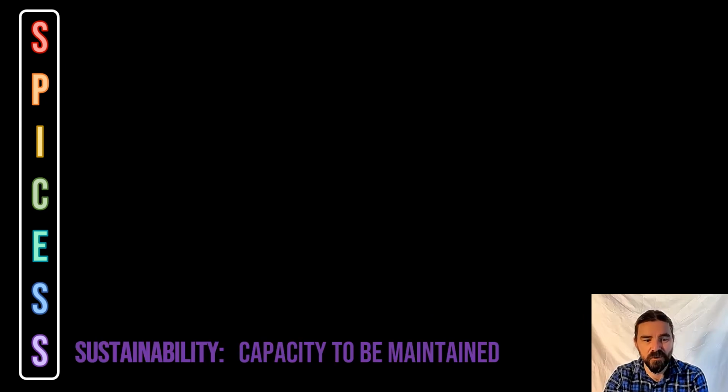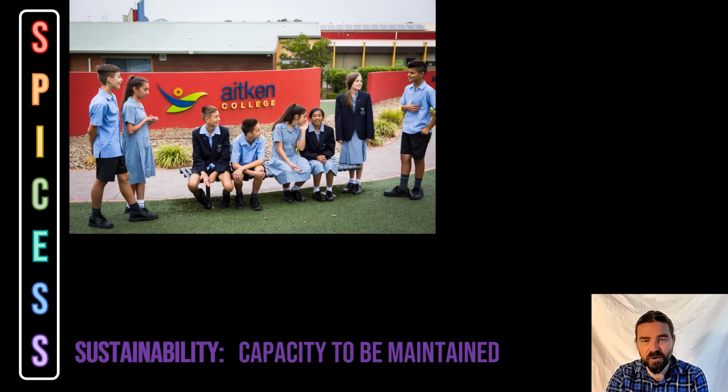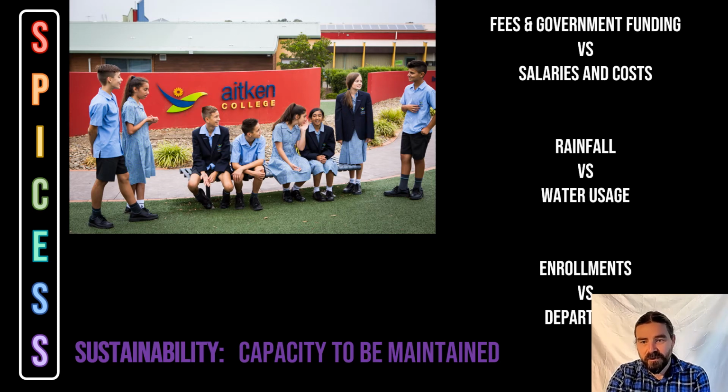Finally, sustainability is the capacity to be maintained. So what kind of things do we have in Aiken College that might be relevant to sustainability? So firstly, financial sustainability. How much does the government pay the school to run it? How much do we charge families to send their students there, and compare that to the costs of paying us, all of us teachers, and all the other costs that the school's got.